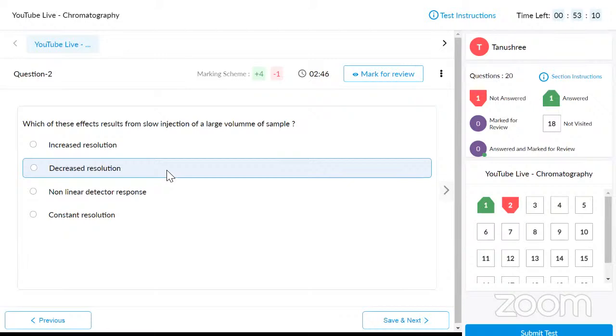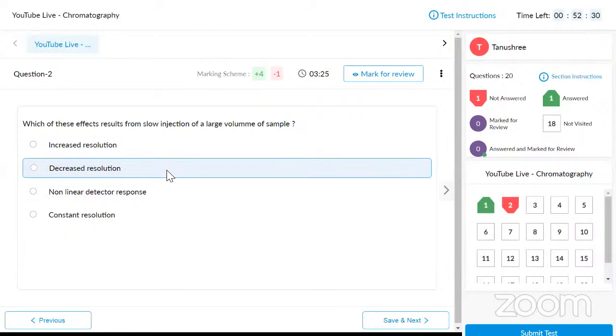Why? Obviously, you will get a very broad peak. It may also generate split peaks, and the peak may not be well defined or well separated. So decreased resolution is one of the reasons. It will not give you a non-linear detector response. Why? Because linearity is governed through the entire calibration curve range. So even if you are injecting a large volume of sample, the concentration will still remain the same, because only the volume is higher. So it will not give you a proper peak shape, but the linearity of the method will be maintained if the method is developed properly. So non-linear detector response is not your answer.